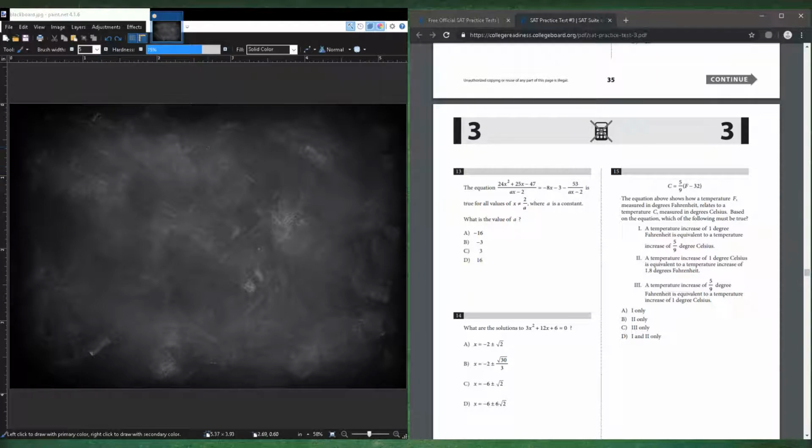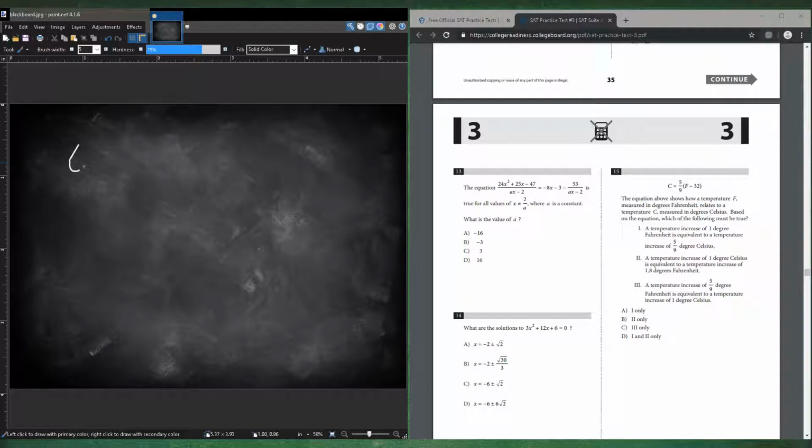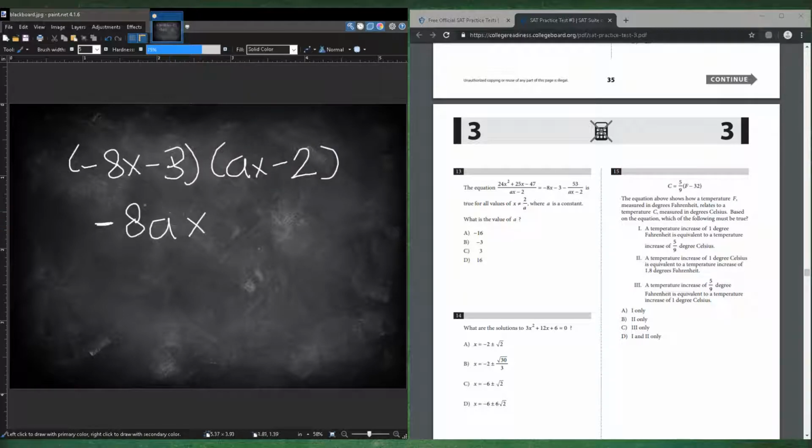So since these equations are the same on both sides, if I multiply the first equation by ax minus 2, then the other side has to be multiplied by ax minus 2. So we have negative 8x minus 3 times ax minus 2. So that'll give me negative 8xa plus 16x, negative 3ax, and then plus 6. And then ax minus 2 times 53 over ax minus 2 is just negative 53. So overall, that was just negative 53 plus 6 is negative 47.